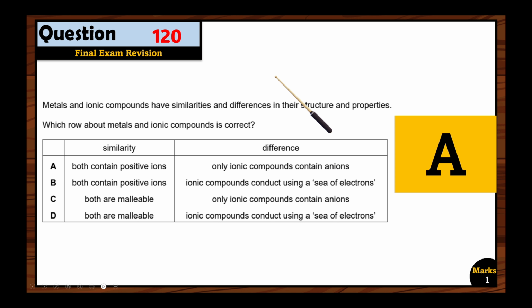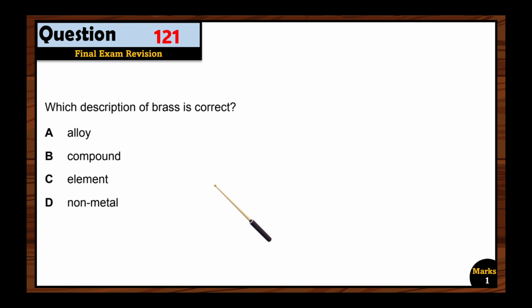Now, what is the difference? Only ionic compounds contain anions. Yes, anions are negatively charged ions. So in ionic compounds, we have negatively charged ions. But in metals, we don't have negatively charged ions, right? So that's why this option is right. But we can see option B also. Ionic compounds conduct electricity. Maybe they want to say it is because of a sea of electrons. Wrong. Ionic compounds conduct electricity only because of the positive and negative ions when they are free, right? So option A is the only right option.